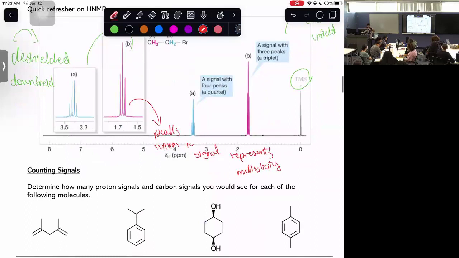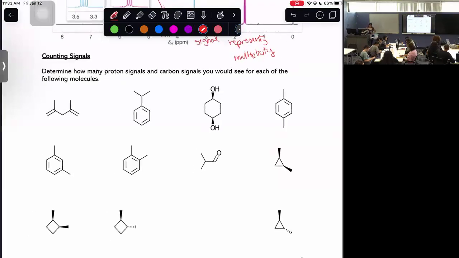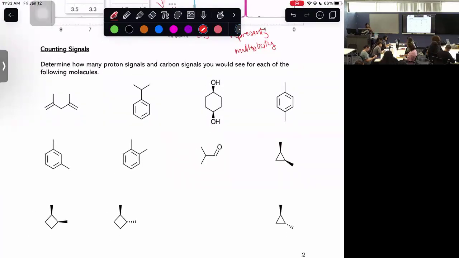Now, before we talk about that, let's do something that should be relatively simple, counting signals. In this case, we're just going to practice HNMR and CNMR. You have to tell me how many signals you see in each of those molecules. I'm going to give you about 10 minutes to do all of them. Let's see how many we can solve in 10 minutes, because eventually you're going to have to do this faster and faster. Let's just start practicing. Give it your best shot, and if you have any questions, just raise your hand.